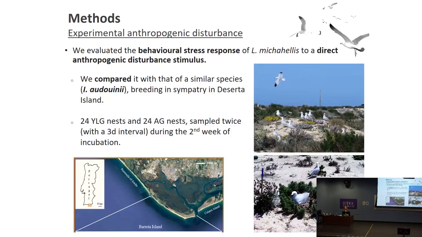the yellow-legged gull to a direct anthropogenic disturbance stimulus, and we compared that response with that of a similar species, Ichthyaetus audouinii, that also breeds in sympatry in the south of Portugal in the Deserta Islands, because it's a similar species, but it doesn't interact so much with humans or human-derived resources. So we sampled 24 nests of each species twice during the second week of incubation.